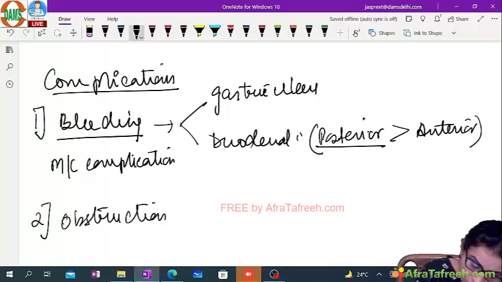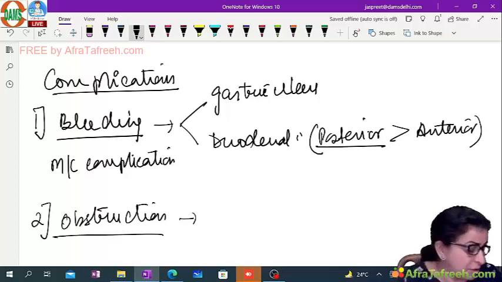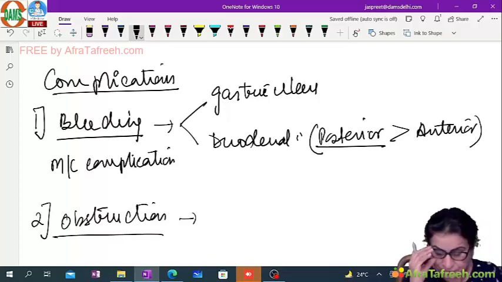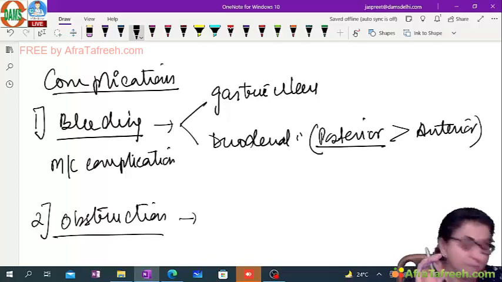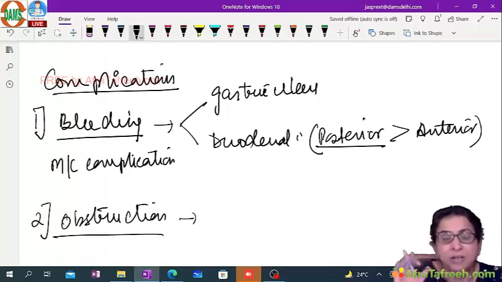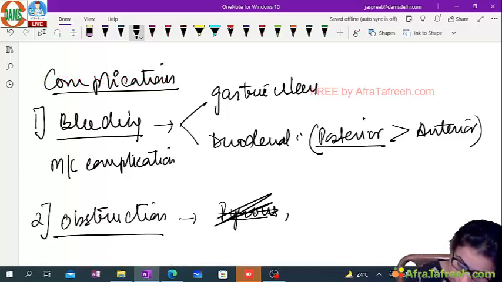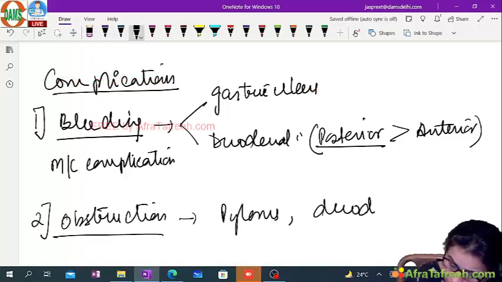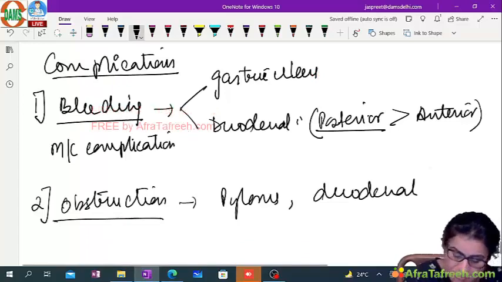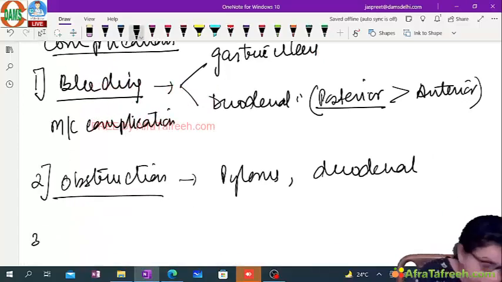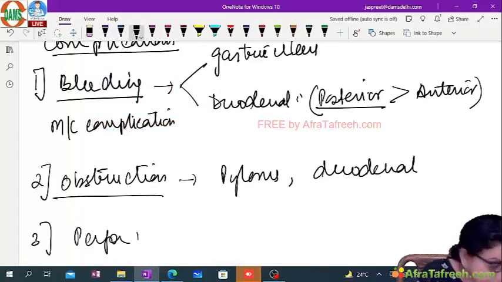Ulcers can cause obstruction. Now, which ulcers cause obstruction? The ulcers which are located in the pylorus or in the duodenum. Duodenal ulcers are more likely to cause obstruction. Then third is perforation.